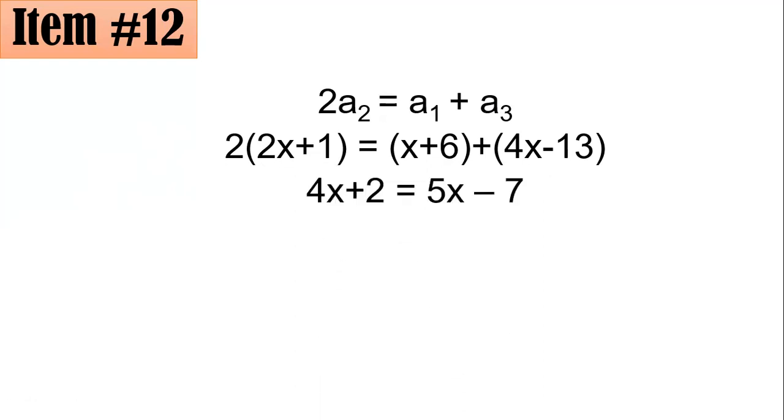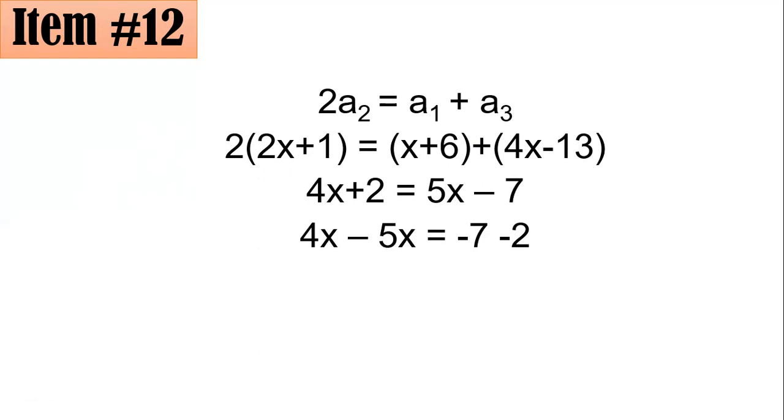Multiplying the left side, you will have 4x plus 2. And simplifying the right-hand side, x plus 4x will be 5x. 6 plus negative 13 will be negative 7. And what I did next was I subtracted both sides by 5x. So I have 4x minus 5x on the left side. And on the right side, this plus 2 here, by the way, will become minus 2 on the left-hand side. So negative 7 minus 2 there.